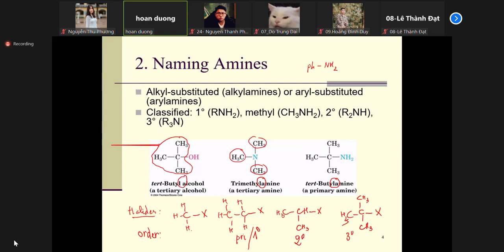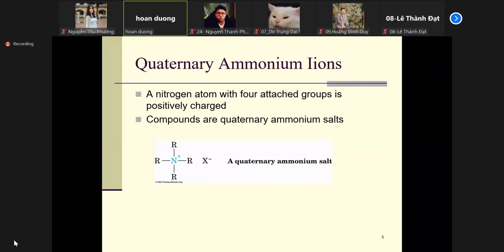Now, how do they put the name? We have one more very special amine. We call it a quaternary ammonium ion. In Vietnamese we say amine bậc 4. But actually it's not really right. I think it is much better to say quaternary ammonium than to call it amine bậc 4, right?